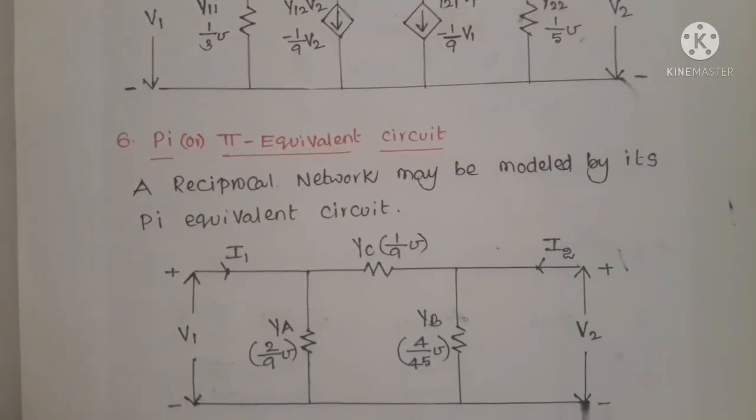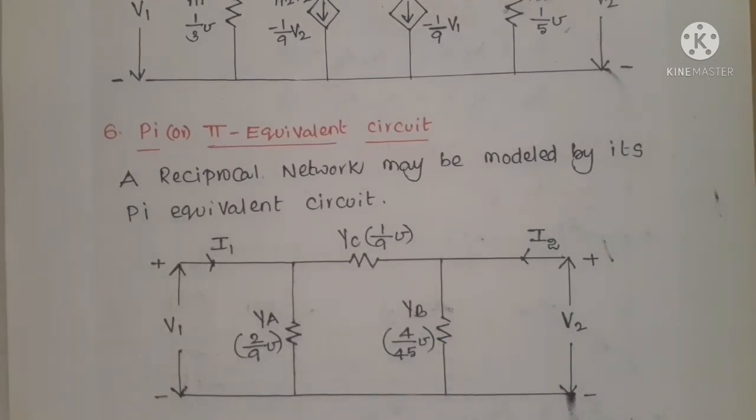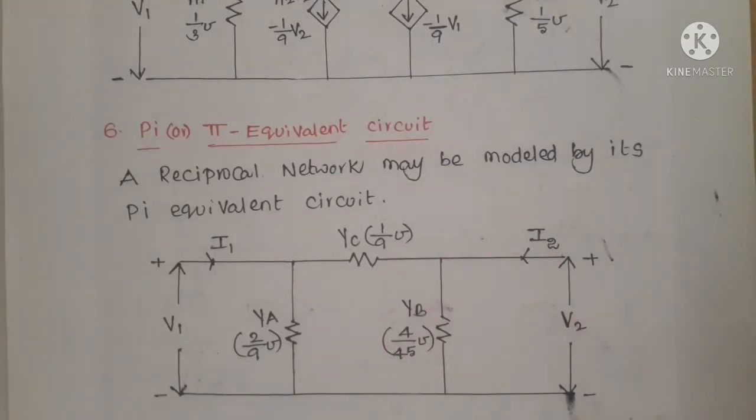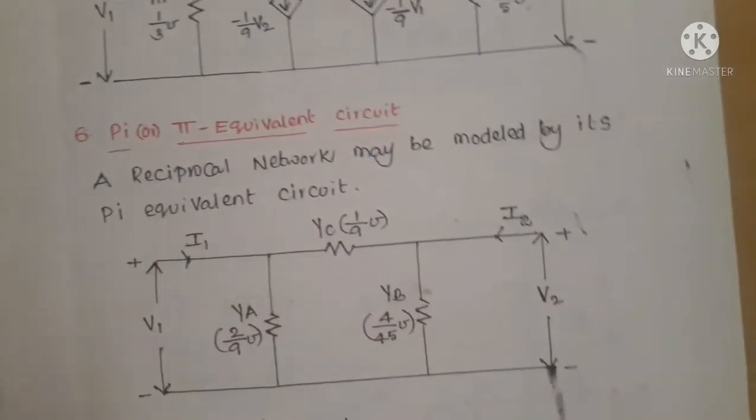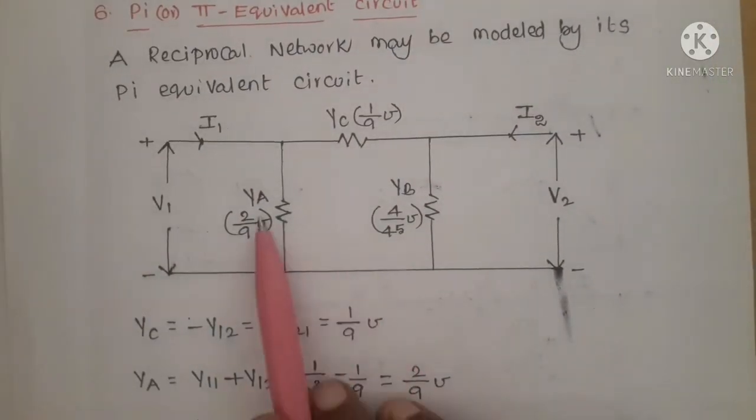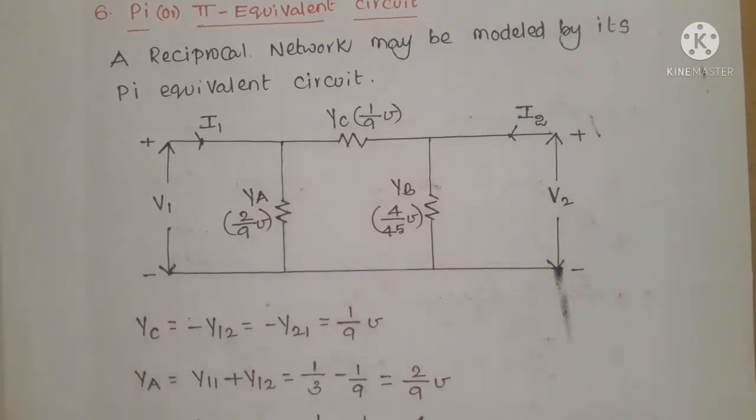So finally, the pi equivalent circuit. If the given two-port network is reciprocal, and if you know the Y parameters for that network, we can draw its pi equivalent circuit. The reciprocal network may be modeled by its pi equivalent circuit if you know the Y parameters YA, YB, YC. If you know Z parameters, we can draw the T equivalent circuit if it is a reciprocal network. That is an important point here.